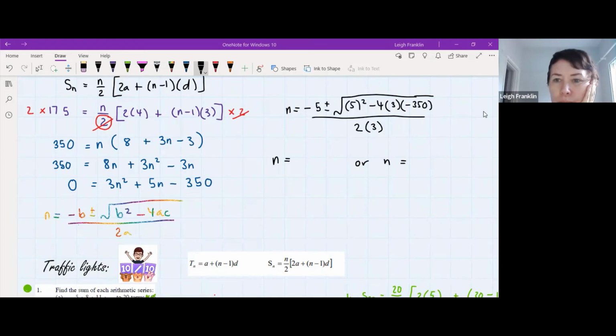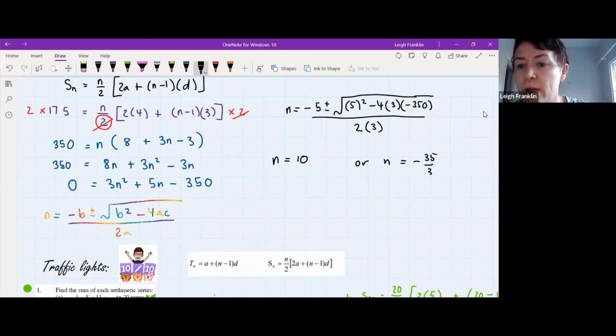I started with negative. Sorry, Nakwazi, say that again. I started with the negative and I got negative something over 3 times. I got 10. You got 10. Perfect. Nakwazi, you're 100% correct. So either n is 10 or n is, I got the same answer as you, negative 35 over 3.